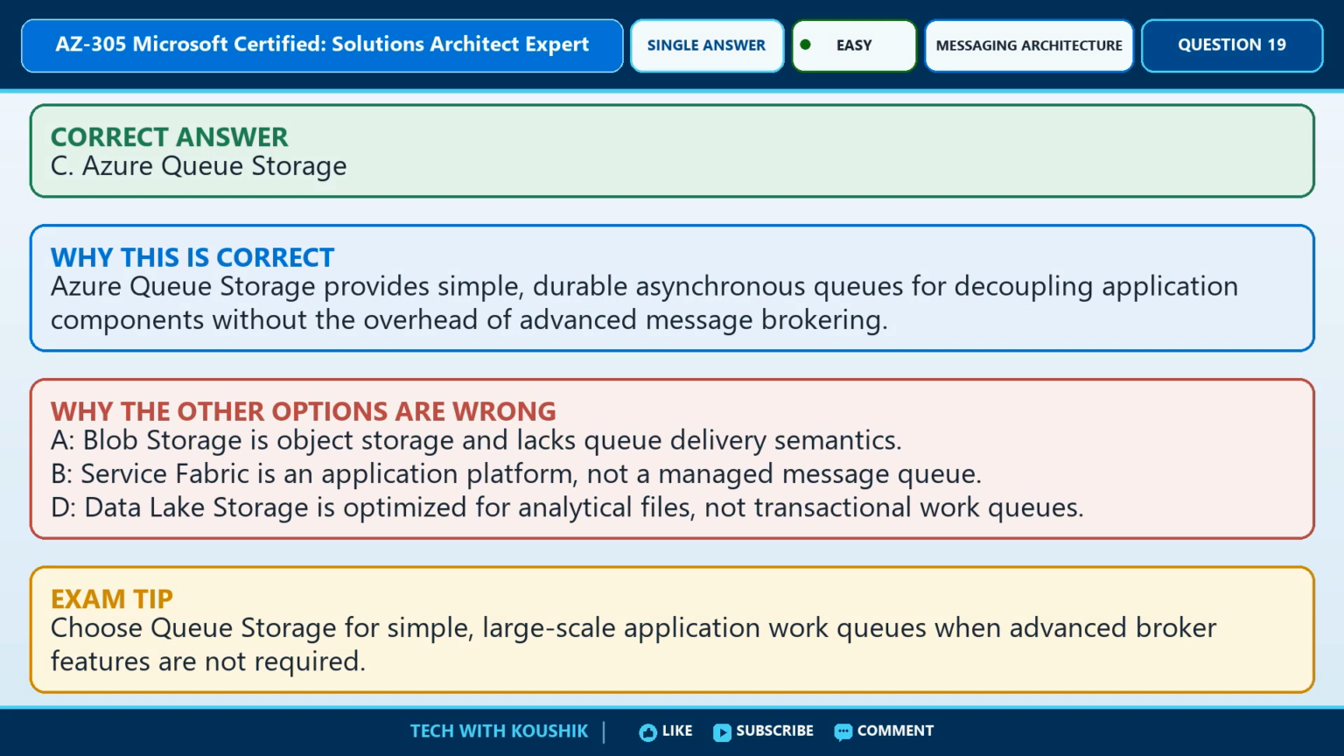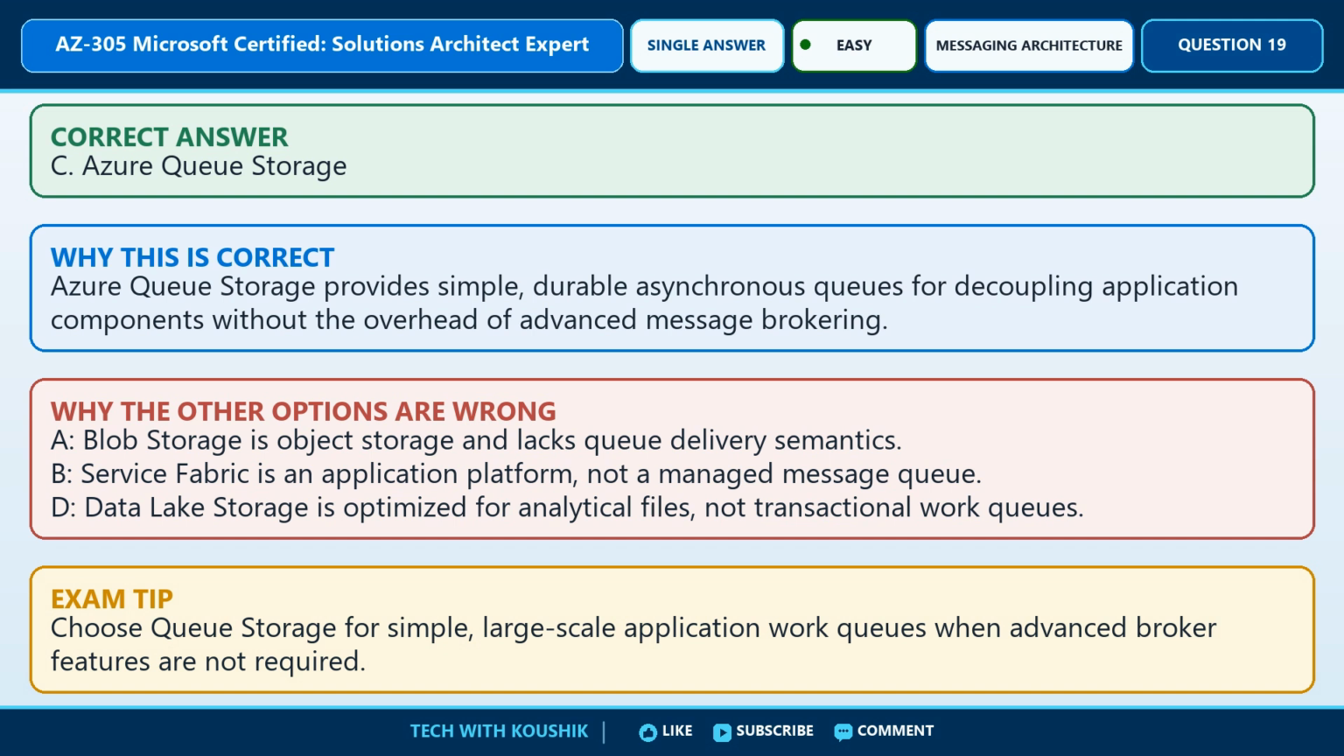This is correct because Azure Queue Storage provides simple, durable asynchronous queues for decoupling application components without the overhead of advanced message brokering. Now consider why the remaining options are unsuitable. A. Blob storage is object storage and lacks queue delivery semantics. B. Service Fabric is an application platform, not a managed message queue. D. Data Lake Storage is optimized for analytical files, not transactional work queues.